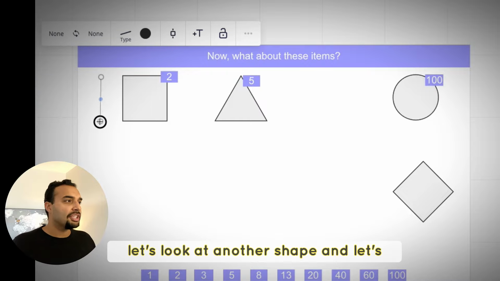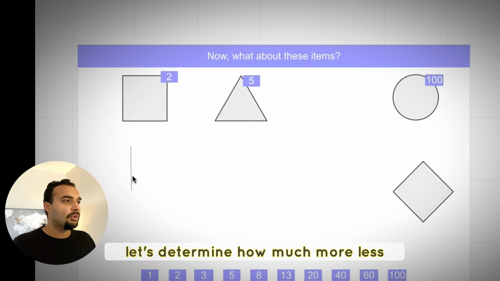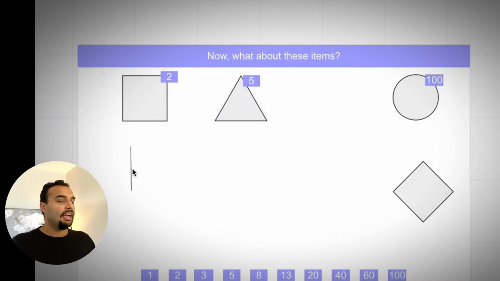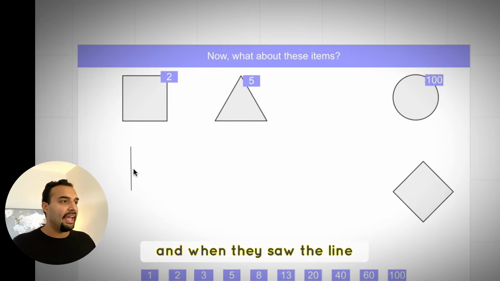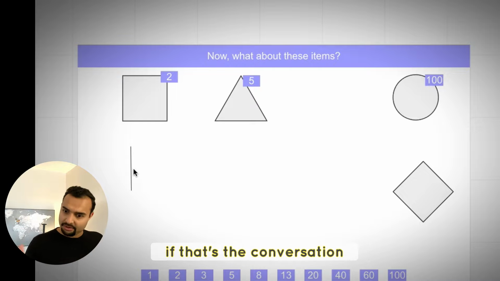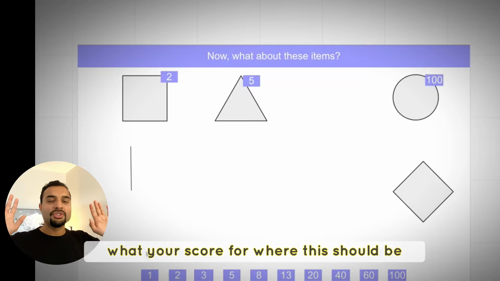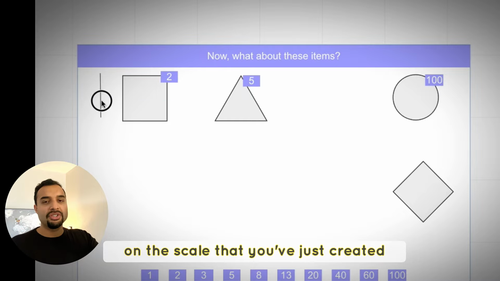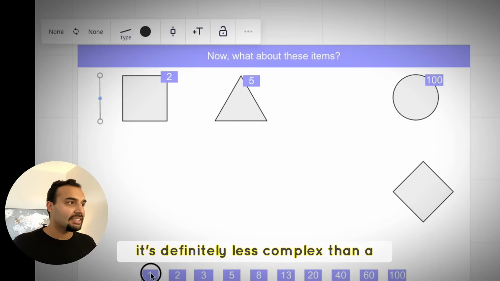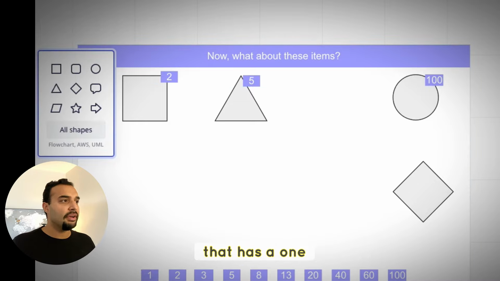Let's look at another shape, and let's determine how much more or less complex this is for you to draw by hand. And when they saw the line, they said, oh, that's definitely simpler than a square. So I said, okay, great. If that's the conversation, in 3, 2, 1, what is your number, or your score, for where this should be on the scale that you've just created? And they said, oh, that's definitely a 1. It's definitely less complex than a square. And so I said, okay, great, that has a 1.